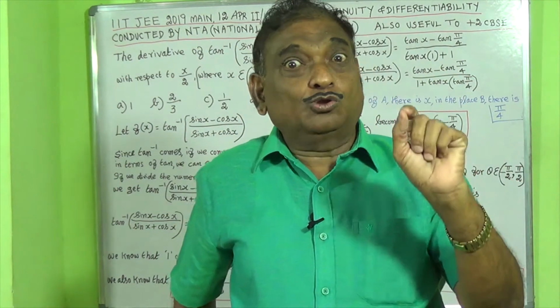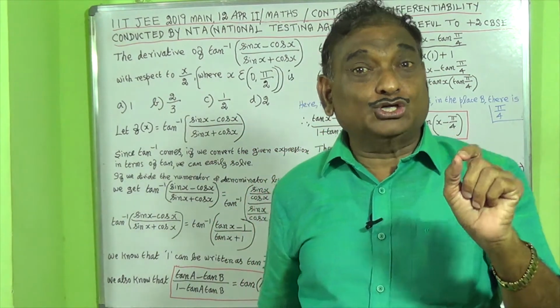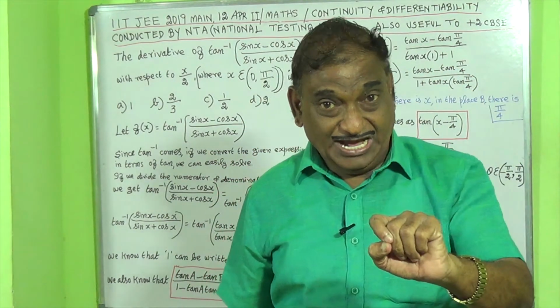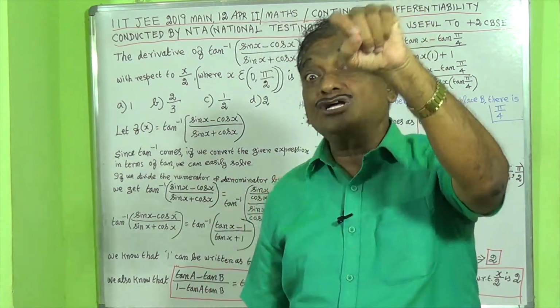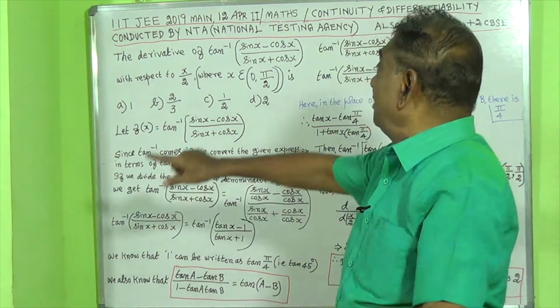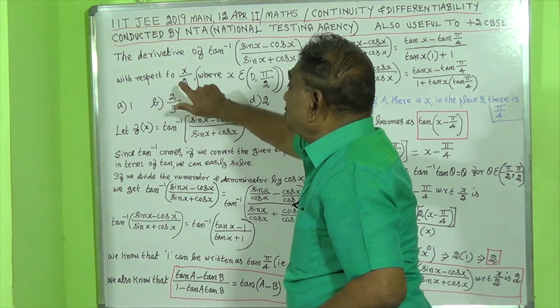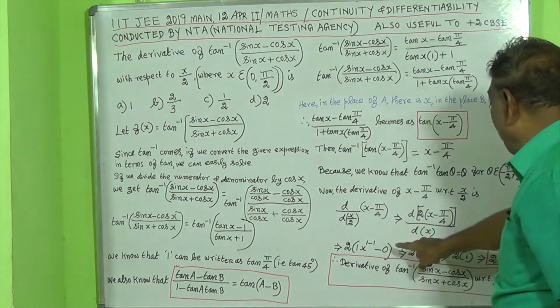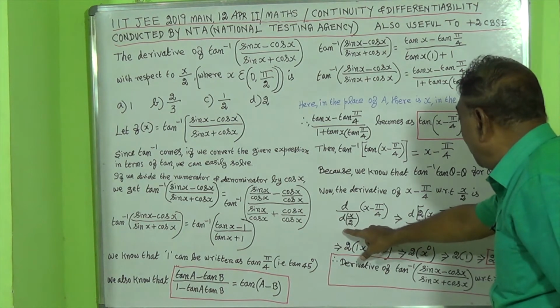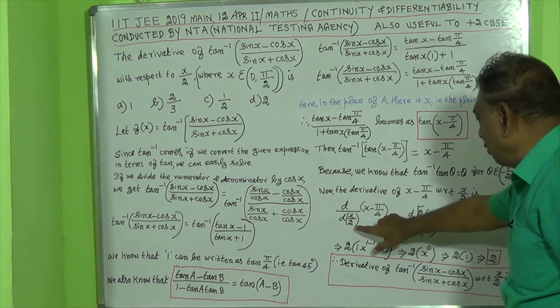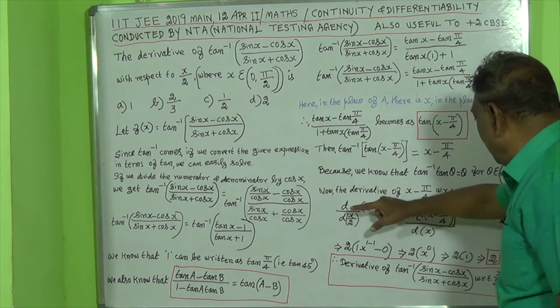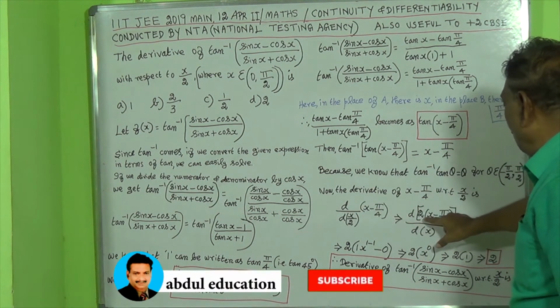Generally, in all questions, they will ask to differentiate the function with respect to x. But in this sum, they are asking to differentiate the given function with respect to x by 2. So we are writing in the denominator the differentiation of x by 2. If we reciprocate this fraction, we will get the 2 in the numerator.